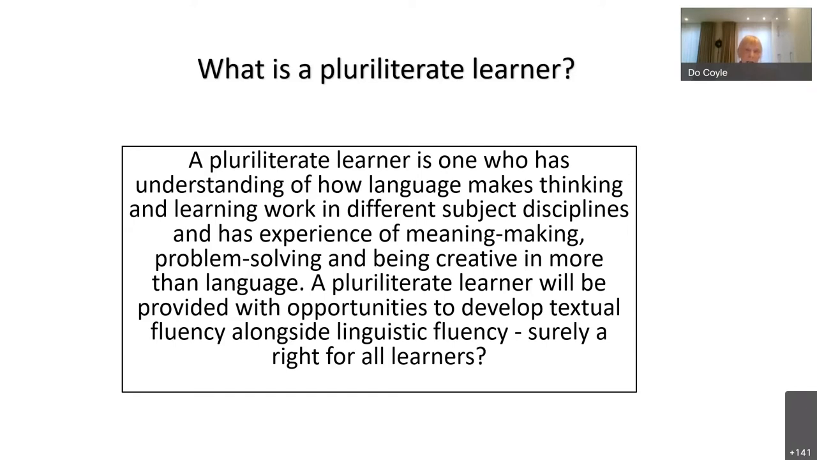I come very much from the school that says, why do we insist on the monolingual environment? Now, I'm not suggesting that you can use any language whenever you like, we know that it's much easier, obviously, to function in the first language as a person in school. We know that. So it's not a case of just anytime. But if you really analyze what translanguaging means, and I know there are sessions on this, you look at what Ofelia Garcia says about translanguaging, which does include some code switching, but it is for a purpose, then actually a pluriliterate learner will be provided with opportunities to develop textual fluency alongside linguistic fluency. And I believe that this is the way forward towards deeper learning.